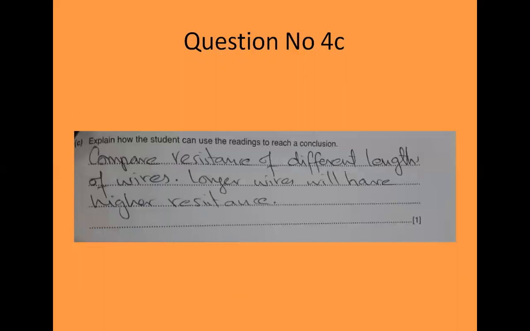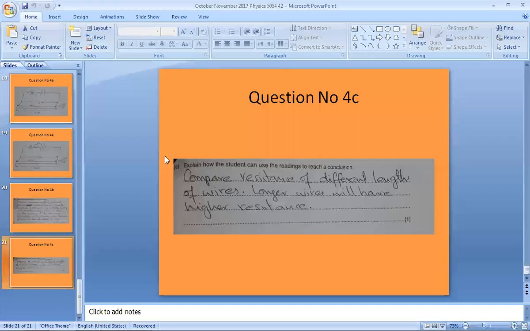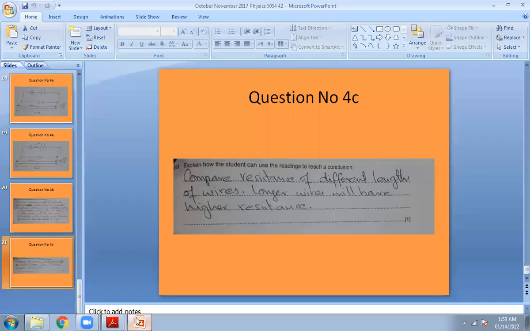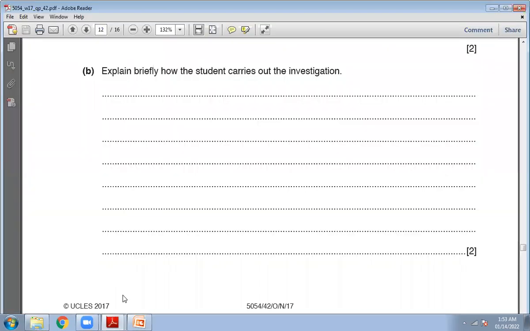The next question is, explain how the student can use the readings to reach a conclusion. So how can you reach the conclusion? You will note down the length of the wire and its resistance, and you will observe that as the length becomes longer, the resistance is larger, and when the length is shorter, the resistance is smaller. Compare resistance of different lengths of wires. Longer wires will have higher resistance. So that was question number 4, and it's part C. Hopefully you understand. Okay, so we are done with this.